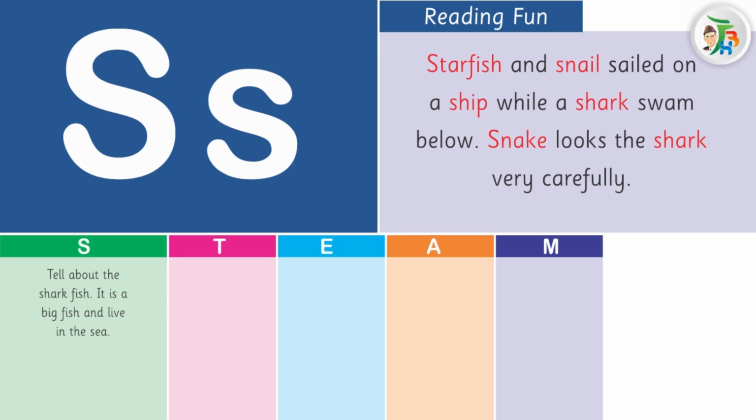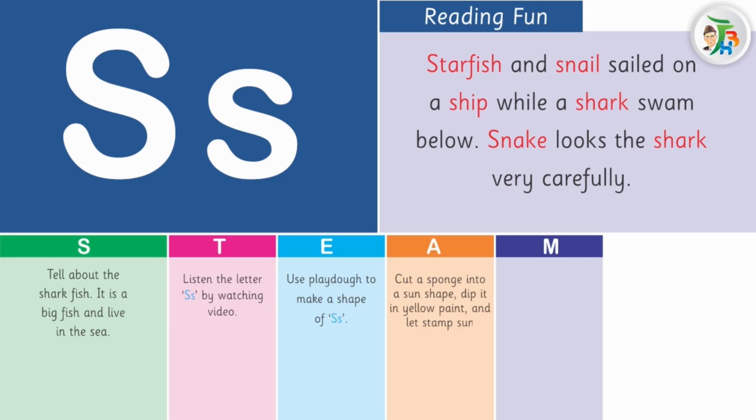T. Listen to the letter S by watching the video. E. Use Play-Doh to make the shape of S. A. Cut a sponge into a sun shape, dip it in yellow paint, and let's stamp sun patterns on paper.